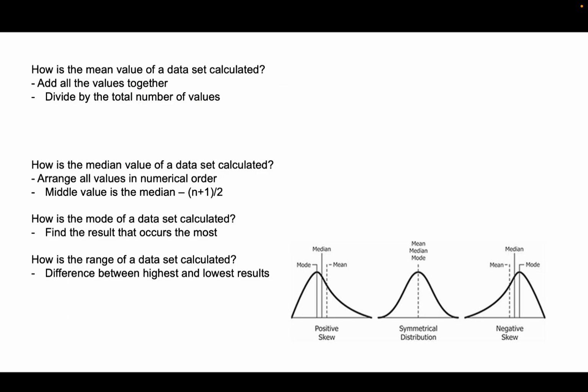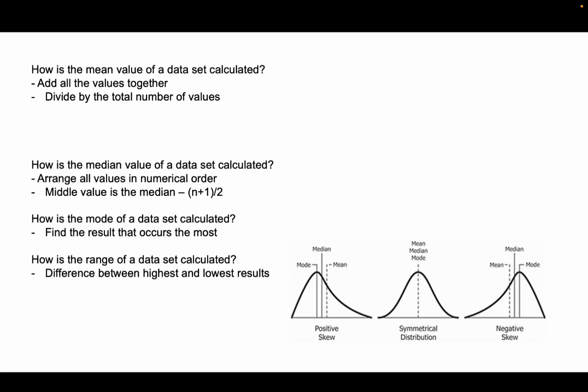Next, we're thinking of key statistical techniques, so calculating mean, median, mode, and range. The mean of a data set is calculated by adding all of the values together and dividing by the total number of values. So the mean of, for example, the numbers 3, 5, and 1 would be 3 plus 5 plus 1 divided by 3, which would be 9 divided by 3. So the mean of those three numbers would be 3.